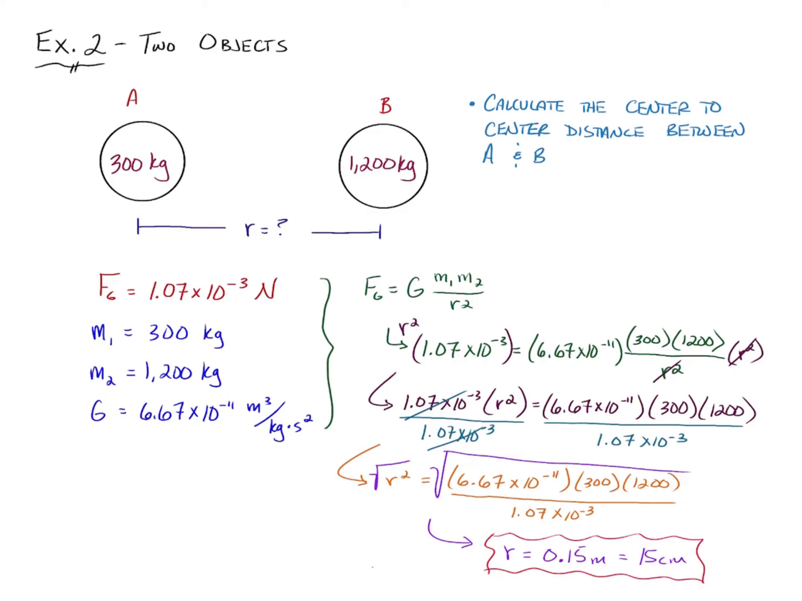All right, so if you need to find the distance between these objects, you just have to be careful with your algebra. You have to have good bookkeeping, as I say, but otherwise, using the universal law of gravitation for two objects is a fairly straightforward method. Just be careful with your algebra.